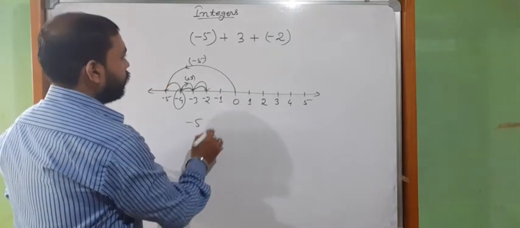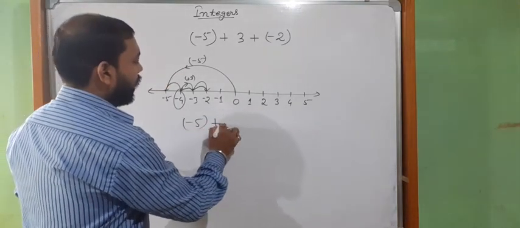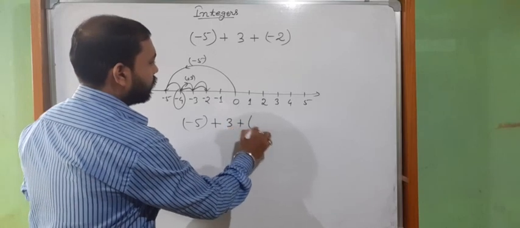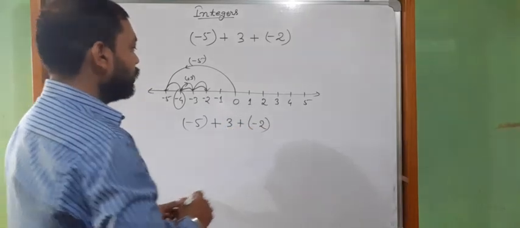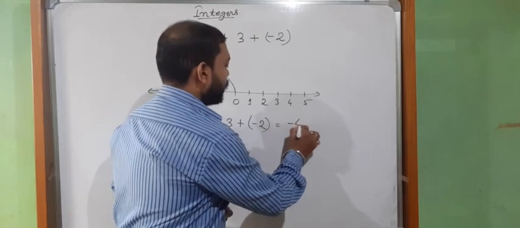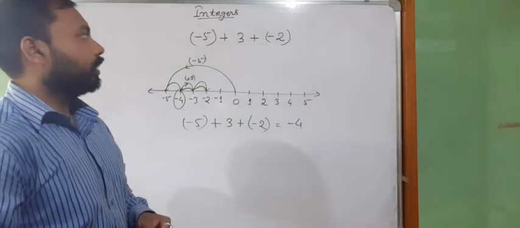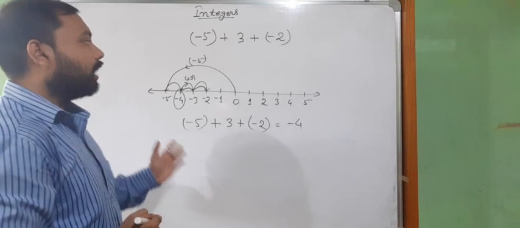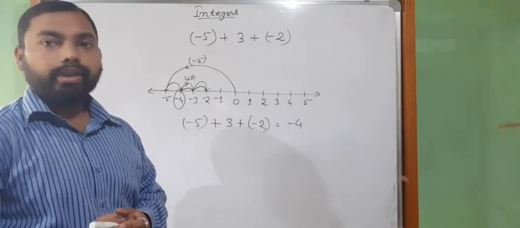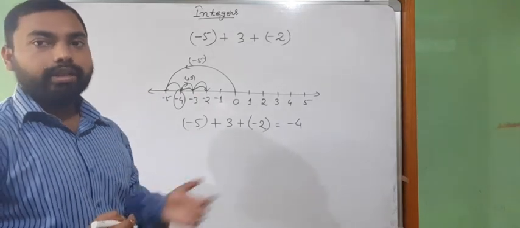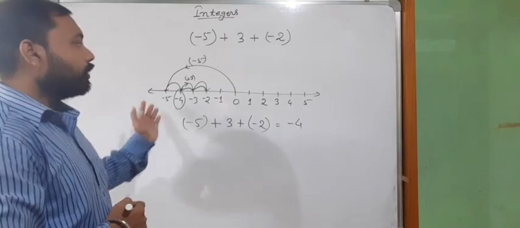So minus 5 plus 3 plus minus 2, what will be the result? The result is minus 4. So all these things we have seen, how we add 3 integers or 2 integers. I have shown you by using a number line.